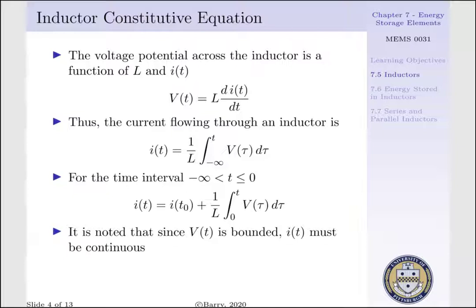If we say i(t0) is the current initially running through our inductor from negative infinity to time t equals 0, we can say our current running through our inductor is equal to i(t0) plus 1 over L, the integral from 0 to t of v(τ) dτ. Now, i(t) must be continuous since v(t) is bounded. This is an important consideration to make when analyzing systems.